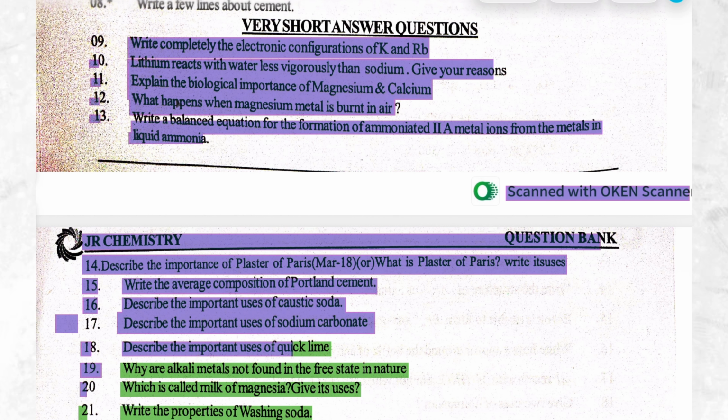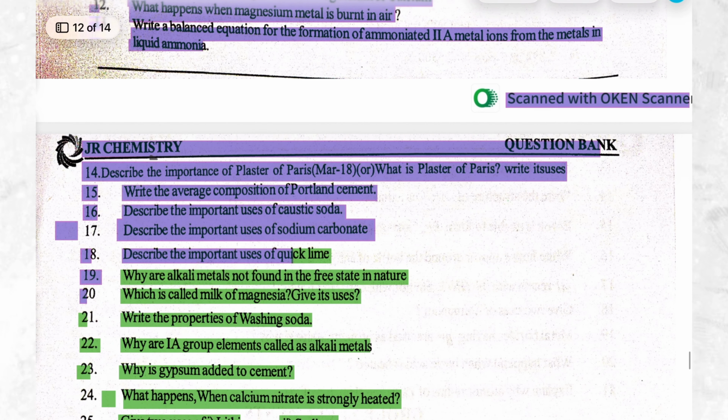Most important here: what is the biological importance of magnesium and calcium? See, the 12th one is a repeated question. What happens when magnesium burns in air? Okay, that is important. Next one, the 14th one: importance of plaster of Paris. In 2018 they asked this question series. And next one, see, describe the importance of sodium carbonate and caustic soda. These two are also important, right?